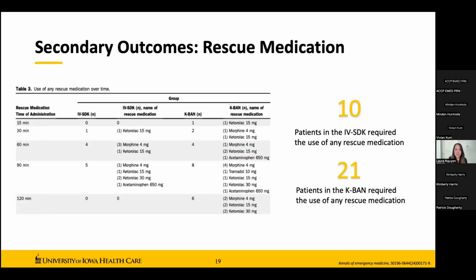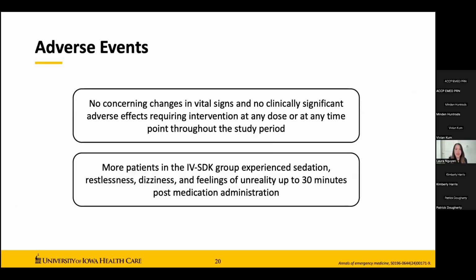For the rescue medications, more patients in the nebulized ketamine group, 21 patients, required rescue medications of either ketorolac, morphine, acetaminophen, or tramadol compared to the IV ketamine group. And although for adverse events there were no concerning changes in vital signs or any clinically significant adverse effects requiring interventions at any dose or at any time points throughout the study, they found that more patients in the IV ketamine group experienced sedation, restlessness, dizziness, and feelings of unreality for up to 30 minutes post-medication administration.